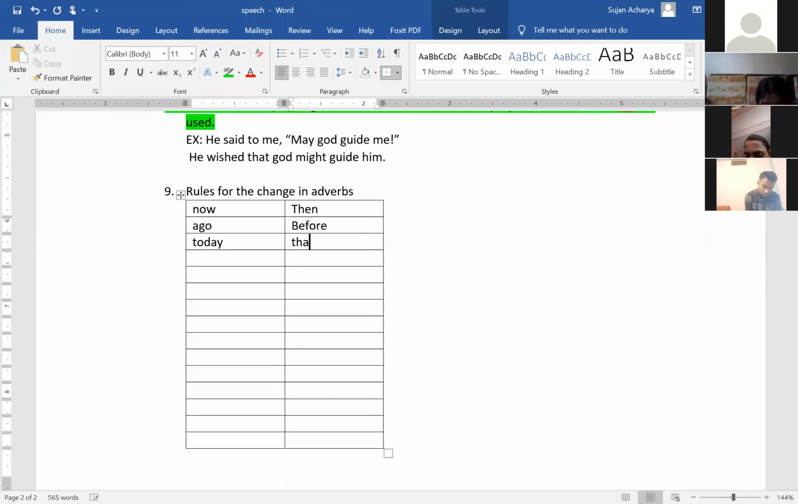Today, that day. Let me take the help from the book so that I won't miss any. Today, that day; tonight, that night; here, there; this, that; these, those; come, go; come here, go there.